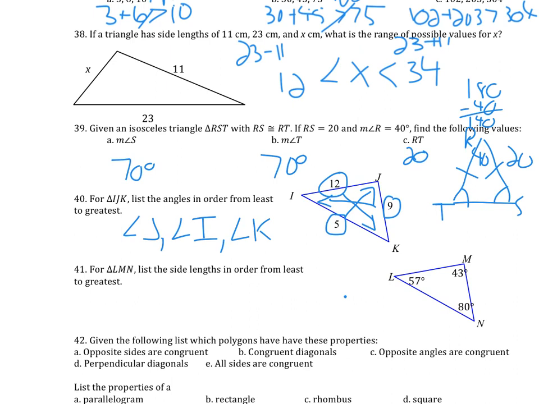41 now is just going in the reverse order. We're given the angles and we want to find the sides. So the smallest side is opposite the smallest angle. The smallest angle is 43. The opposite side is LN. The next smallest angle is 57. That is opposite of MN. And then our last one is LM, which is across from 80.